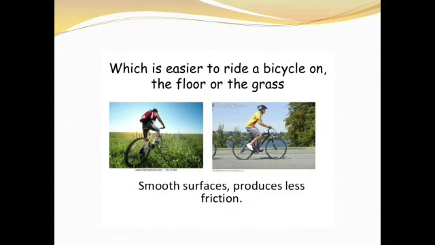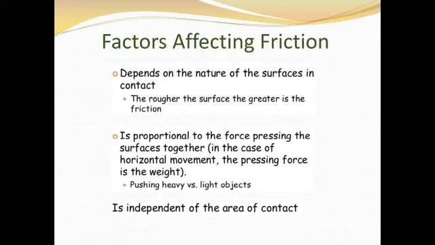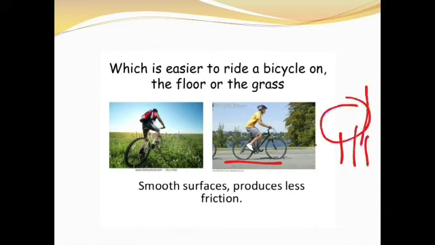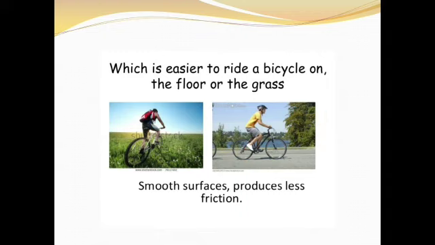Now, which is easier to ride a bicycle on, the floor or the grass? Of course, the floor, because of what we said earlier about smooth surfaces producing less friction. As the road is very smooth, the friction will be less. The grass is rough, so your tires going over it are obstructed, and it is not nice to ride a bicycle on grass.